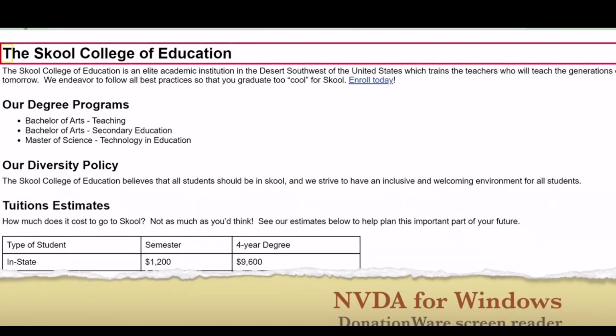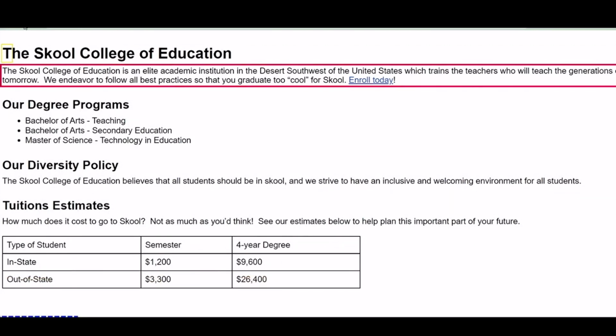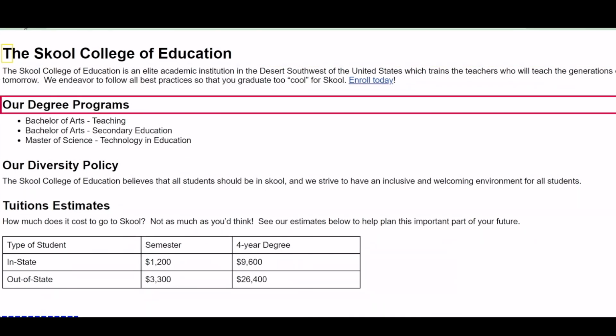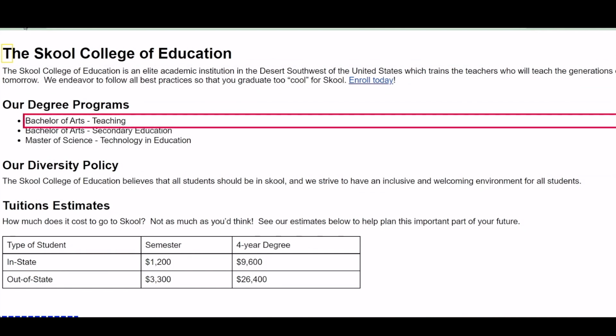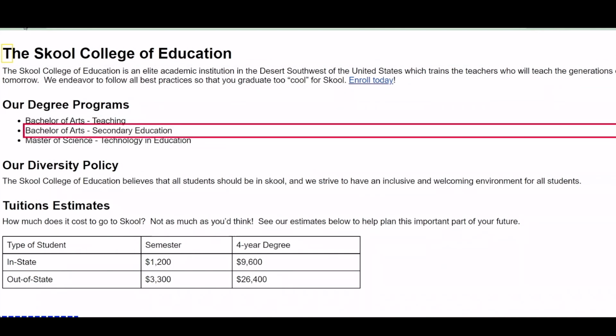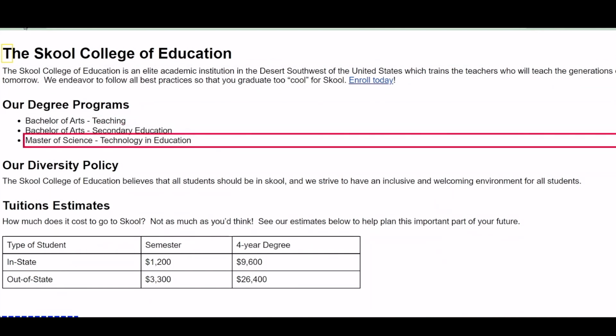Heading Level 1. The School College of Education. The School College of Education is an elite academic institution in the desert southwest of the United States which trains the teachers who will teach the generations of tomorrow. We endeavor to follow all best practices so that you graduate too cool for school. Link enroll today. Heading Level 2. Our degree programs. List with 3 items. Bullet Bachelor of Arts Teaching. Bullet Bachelor of Arts Secondary Education. Bullet Master of Science Technology and Education out of list.